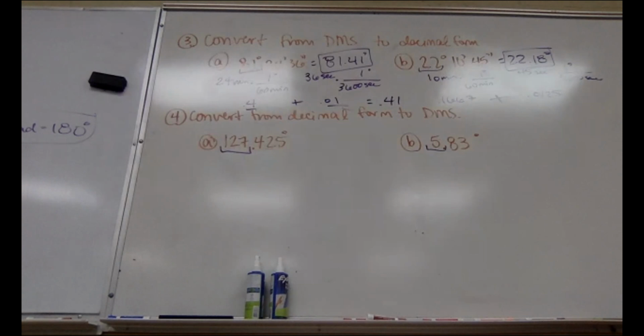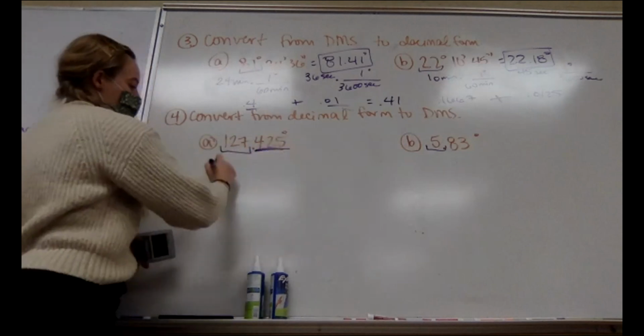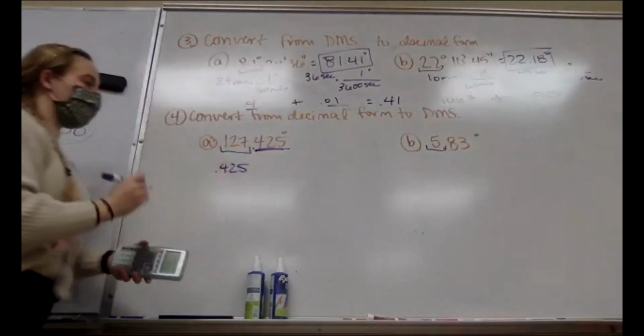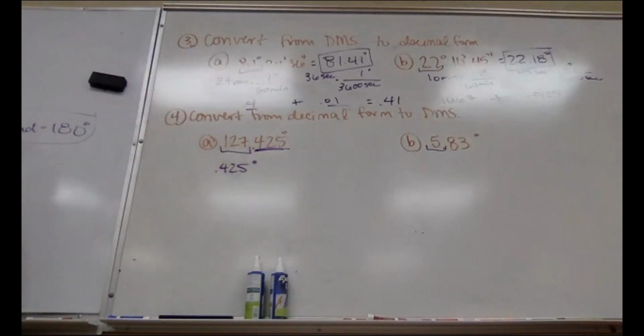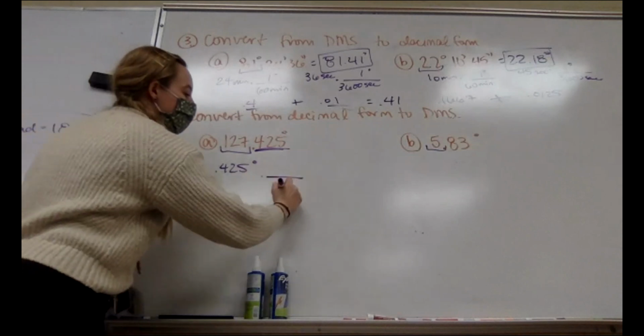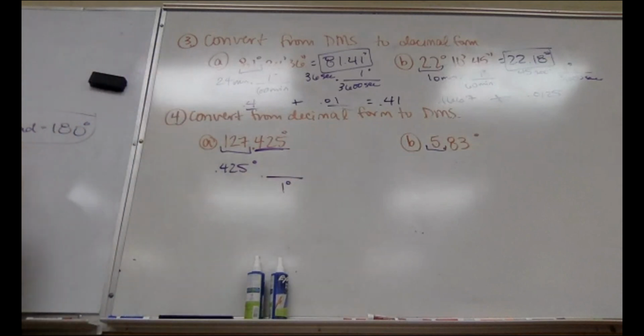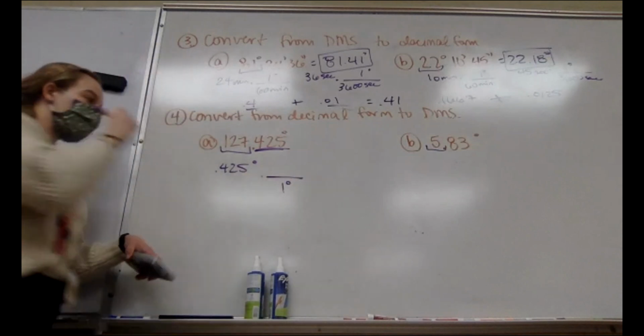Okay. Now we have to flip it. So now what if I give you a decimal and we want to find degrees, minutes, seconds? Remember, I'm going to take the decimal, 0.425, and that's in degrees. So when I multiply it by the conversion fact, my degrees now is going to go on the bottom, and my minutes is going to go on top.